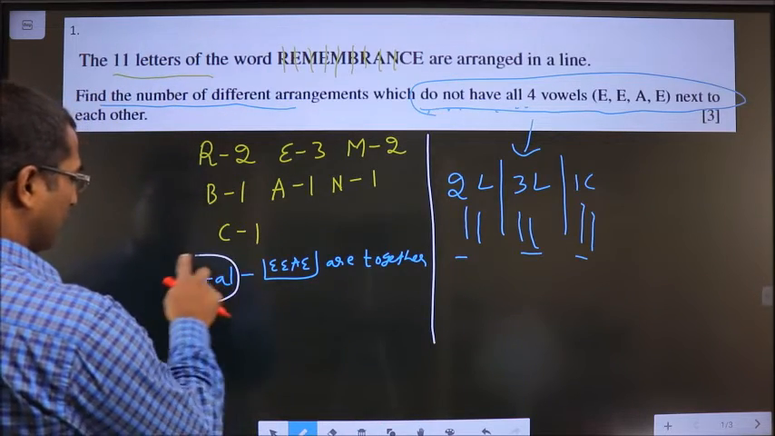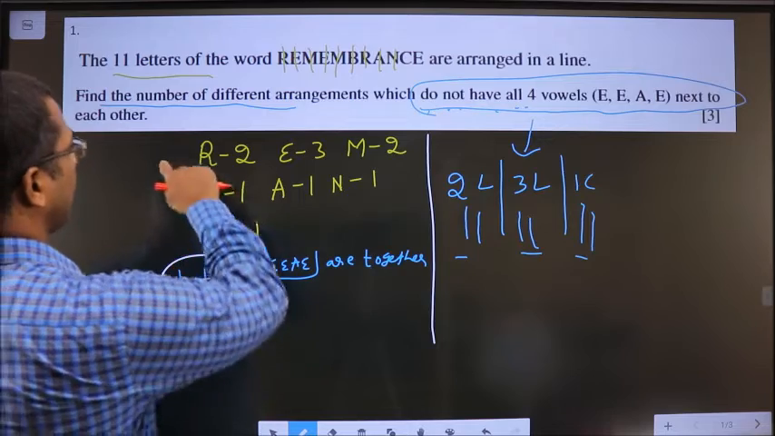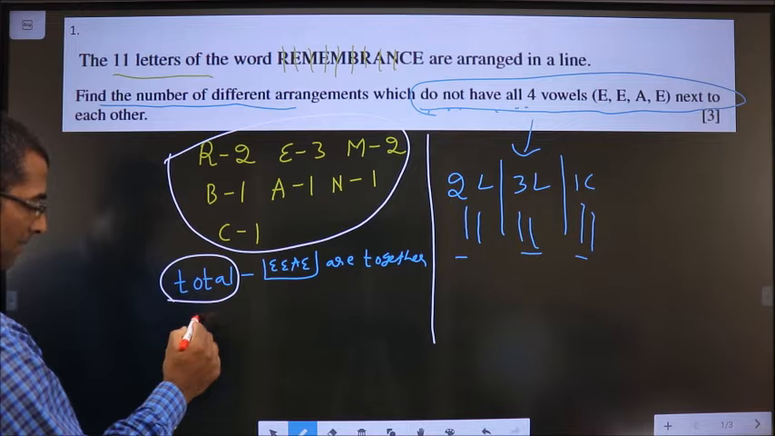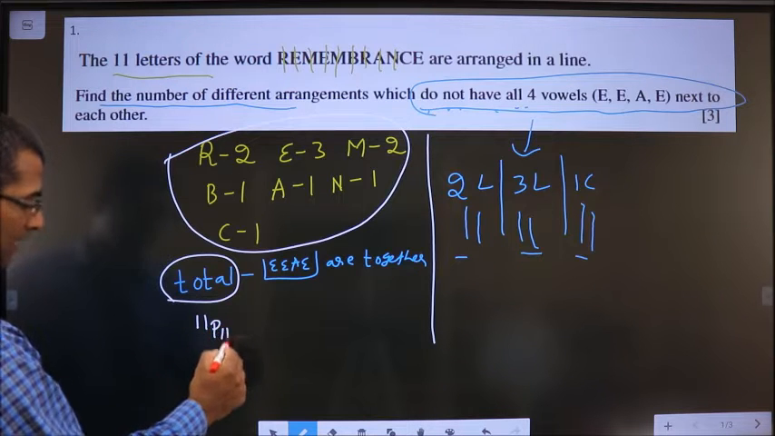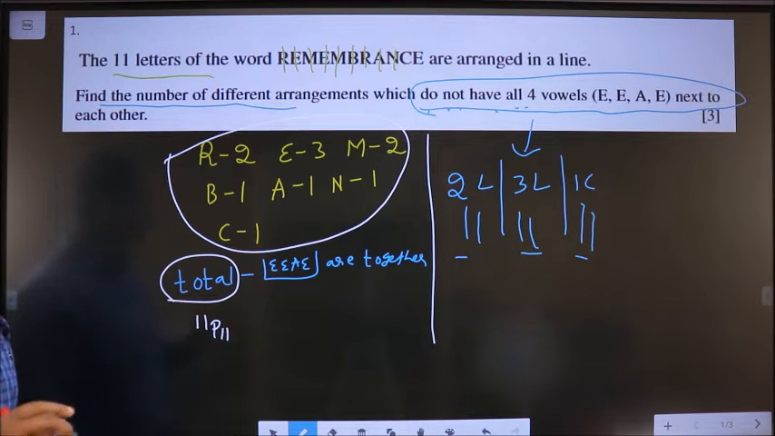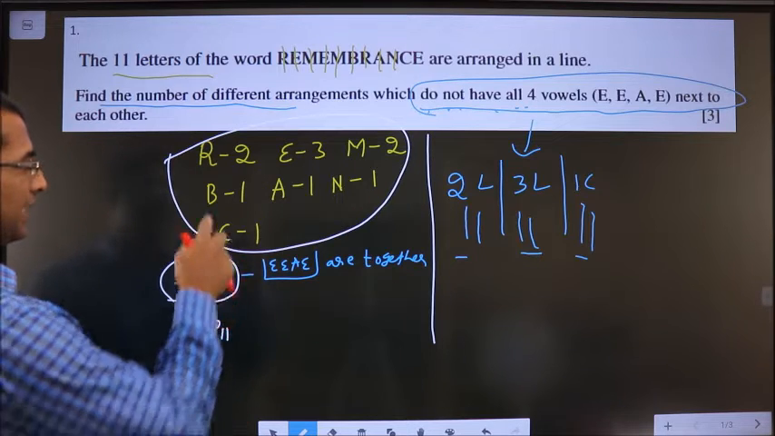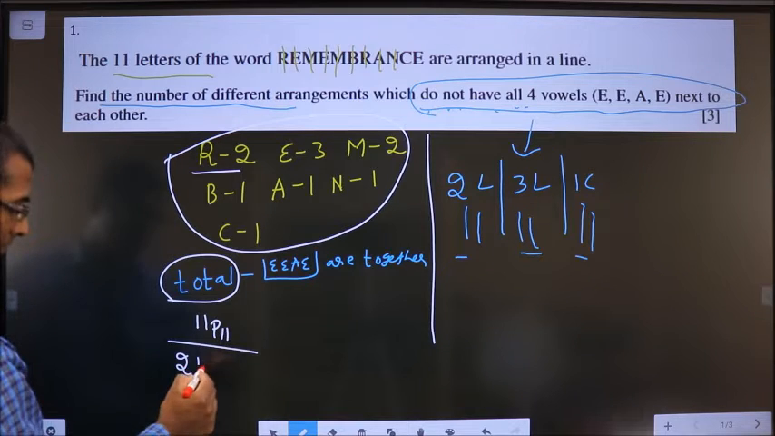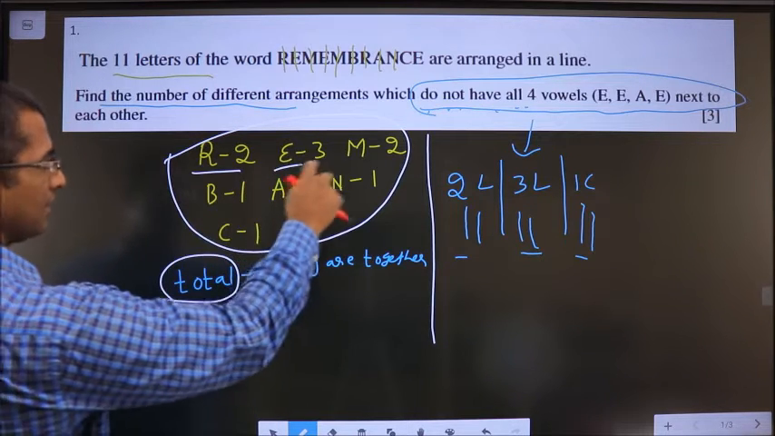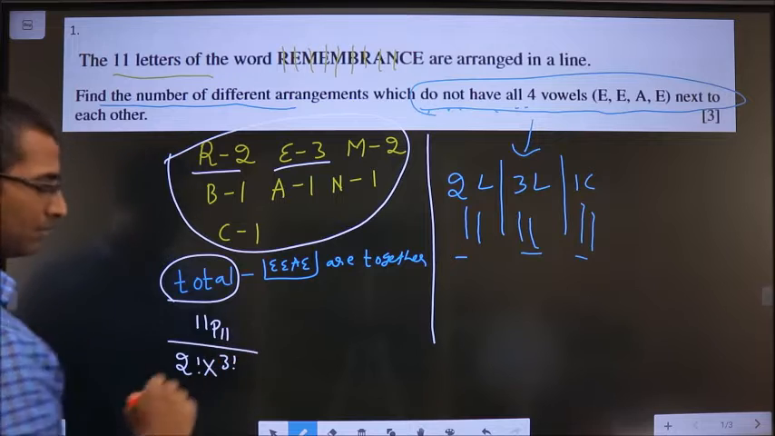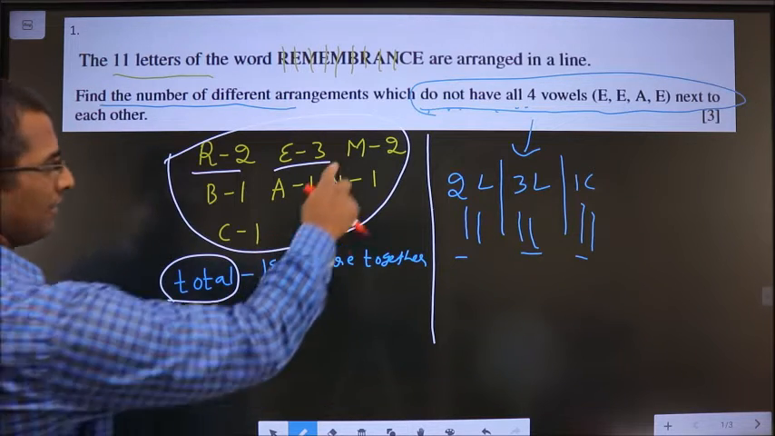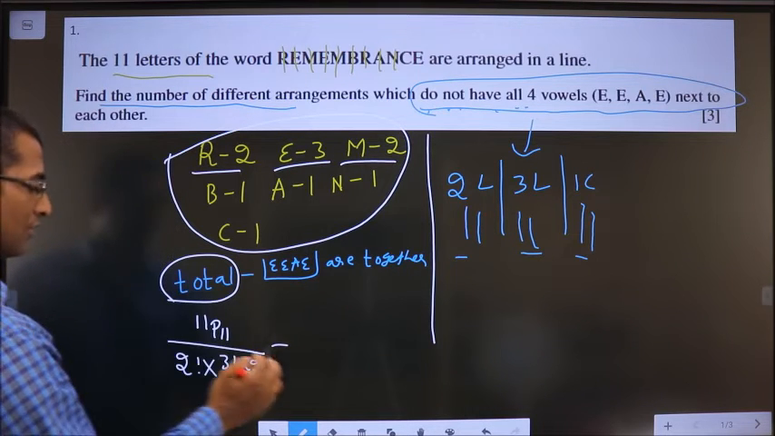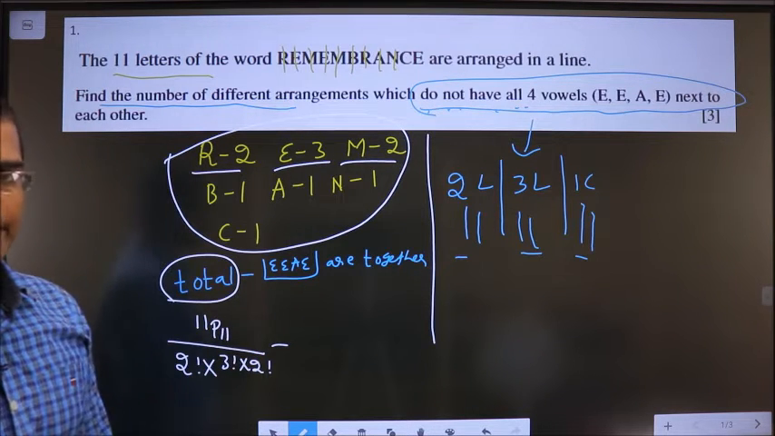Now, for the total I need to arrange all these 11 letters. 11 letters can be arranged in 11 places in 11P11 ways. More, in these 11 letters, these two R's are identical, and these three E's are identical, and these two M's are identical. So these are the total number of arrangements.